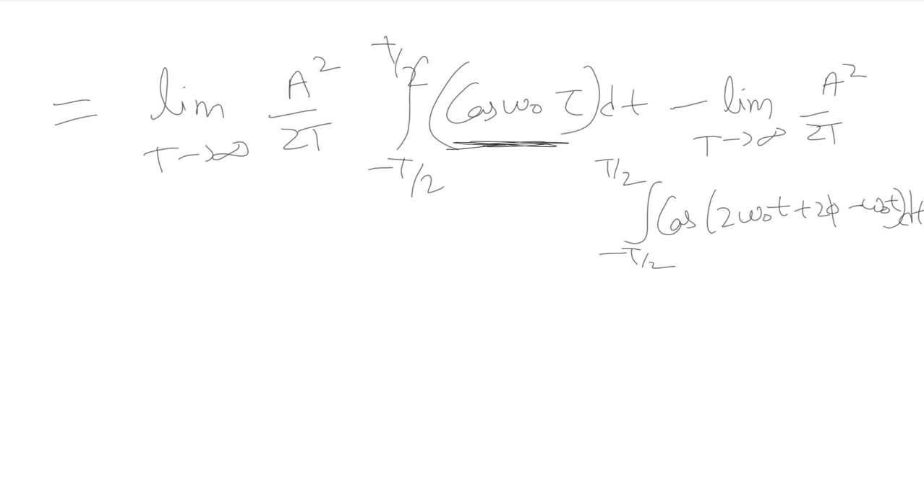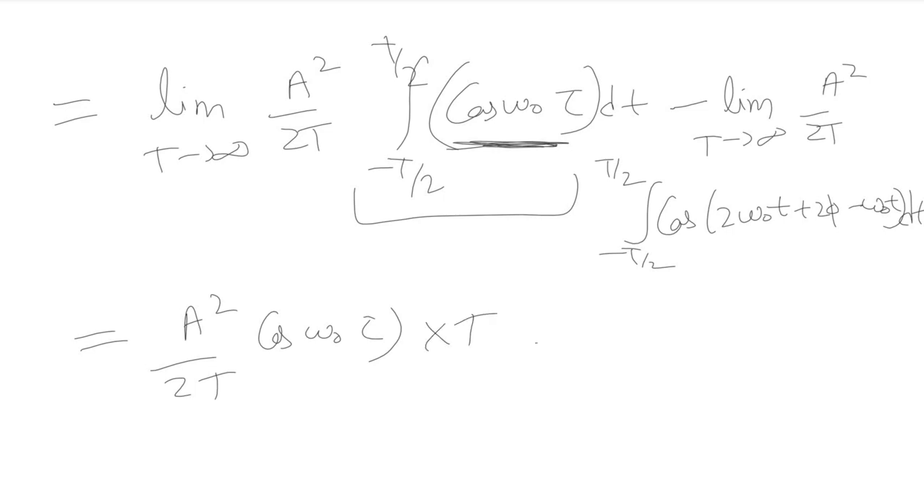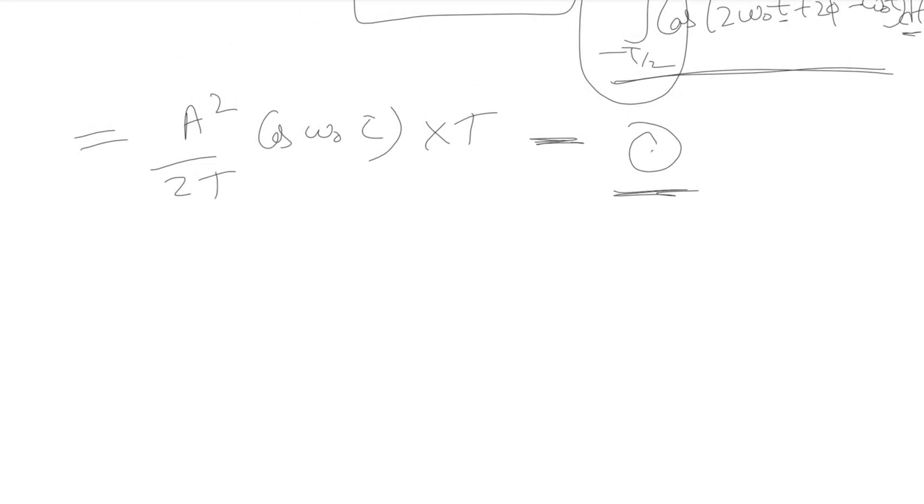And now this is a constant quantity, and the integral value will be T in this case. If we solve this integral, the output will be T and A square by 2T cos omega naught tau into T, minus the second integral. Here the running variable is t, and this is cos 2 omega naught t over one time period, so the resultant will be 0. That is, we are integrating a sinusoidal wave over one time period, which results in 0. Hence the final answer is A square by 2 cos of omega naught tau. And so this is the autocorrelation function asked in the question.